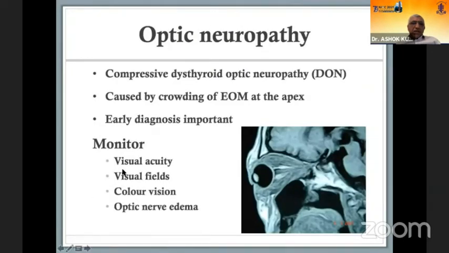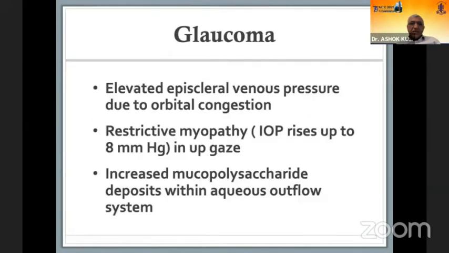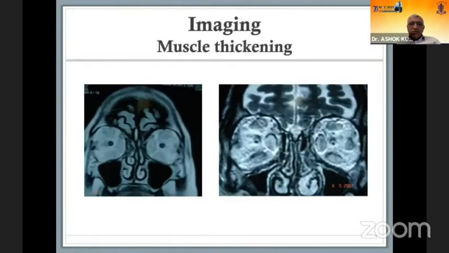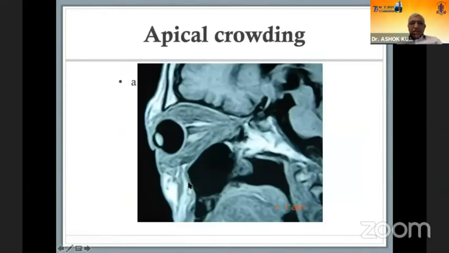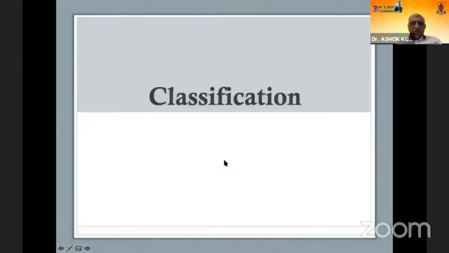We must monitor these patients for visual acuity, visual fields, color vision, optic nerve edema at each stage to look for the earliest signs of compressive dysthyroid optic neuropathy. Glaucoma or raised intraocular pressure may also be a factor. Imaging is important in certain cases. Muscle thickening is very characteristic, and we need to differentiate the muscle predominant and the fat predominant disease. Apical crowding is something to look out for in dysthyroid optic neuropathy.